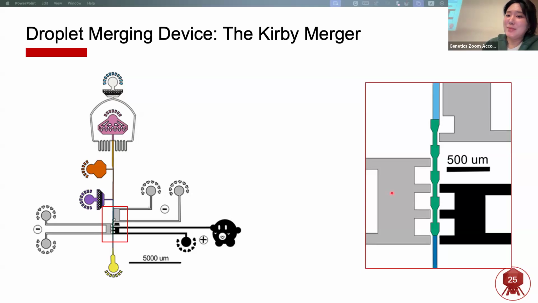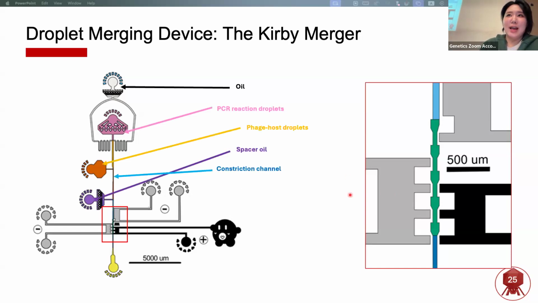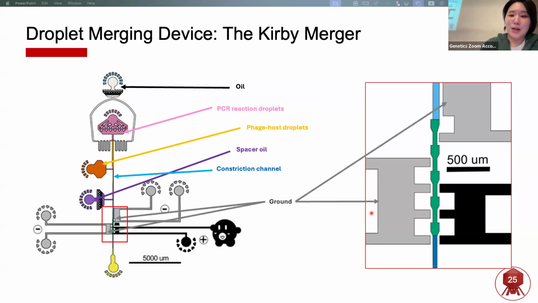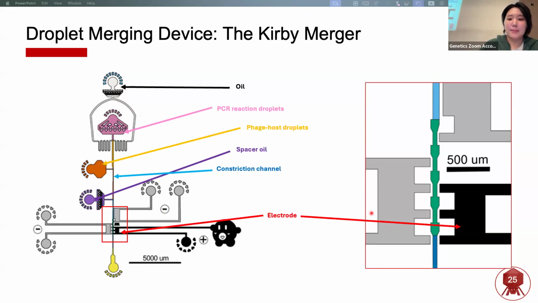So this is where I came up with the Kirby merger. So essentially, I have this droplet device where I have a simple droplet maker up on the top, and then I have our merging chamber right here, or the combination site, as well as the grounds to make sure that the electrical signal isn't going anywhere, as well as the electrodes right here for the electrical signal.